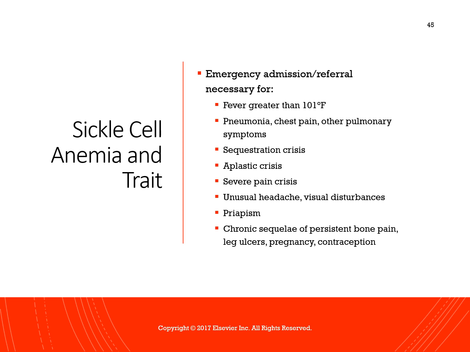Emergency admission and referral is going to be necessary if a sickle cell patient has a fever of greater than 101, if they have pneumonia, chest pain, or other pulmonary symptoms, if they are experiencing sequestration crisis, aplastic crisis, severe pain crisis, if they're having an unusual headache or visual disturbances, priapism, or if they have a chronic sequela of persistent bone pain, leg ulcers, pregnancy, or contraception.